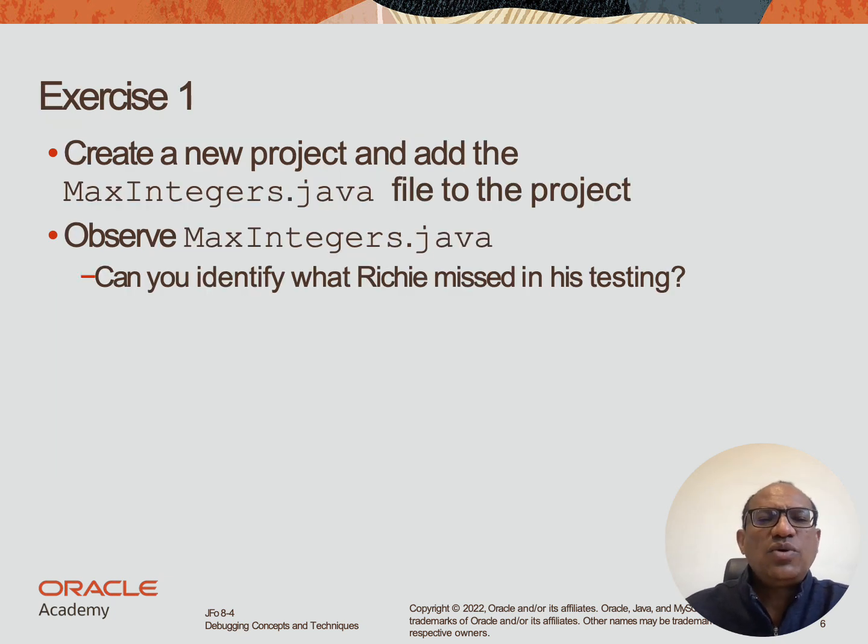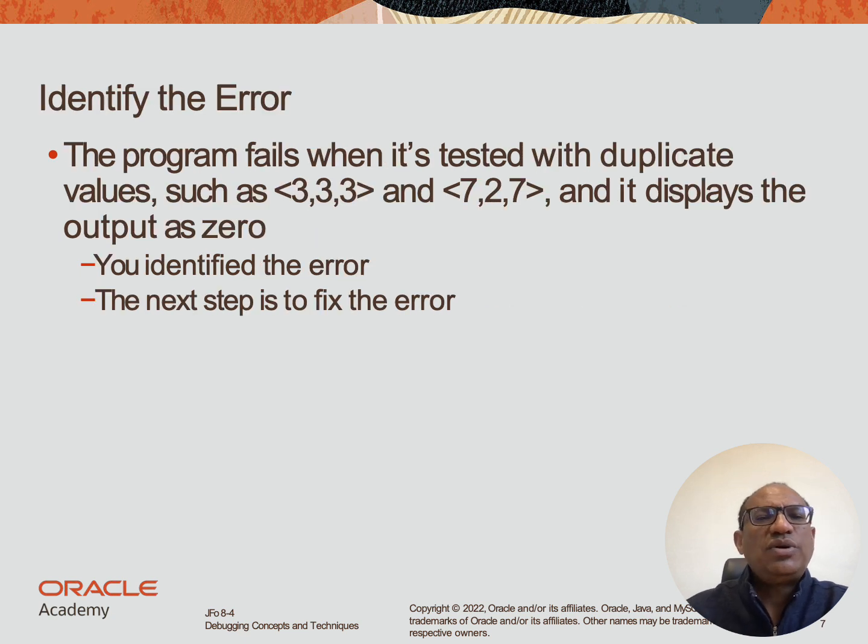In exercise 1, open the MaxIntegers.java file. Try running it with duplicate values like 3, 3, 3 or 7, 2, 7. What do you notice? The answer is it outputs 0. And that's not right. So what's wrong? Richie didn't account for equal values. If no single number is strictly greater than the others, none of the if statements run, and max stays 0.